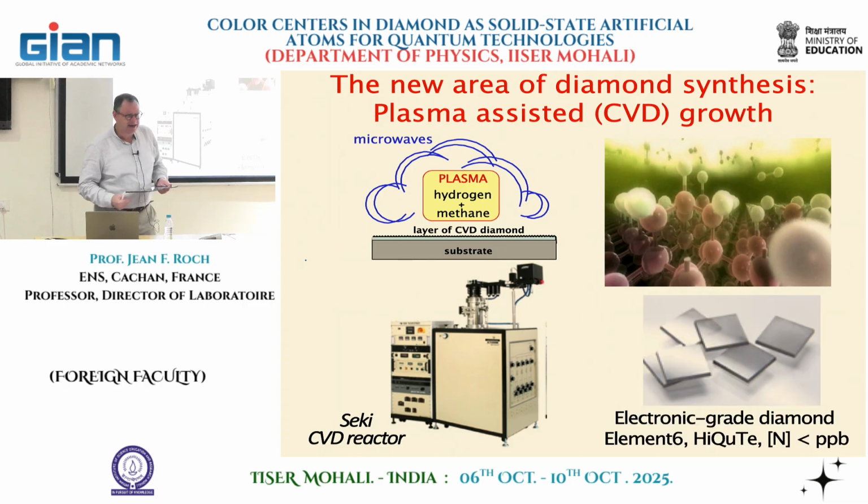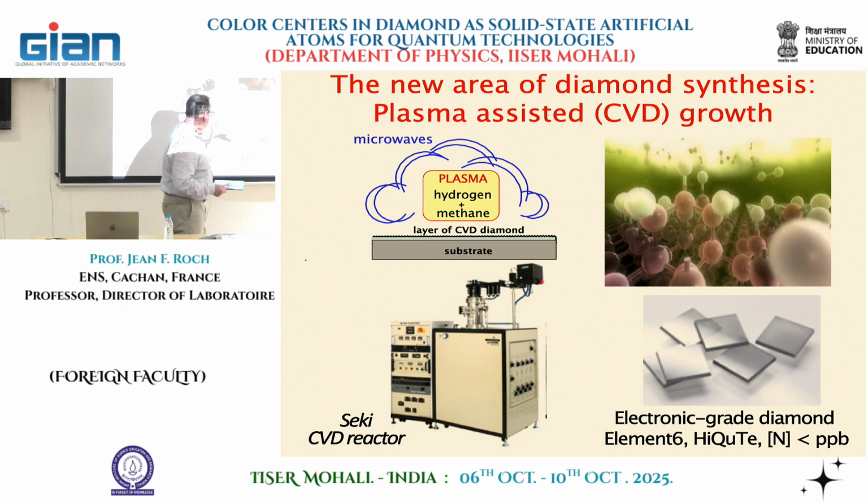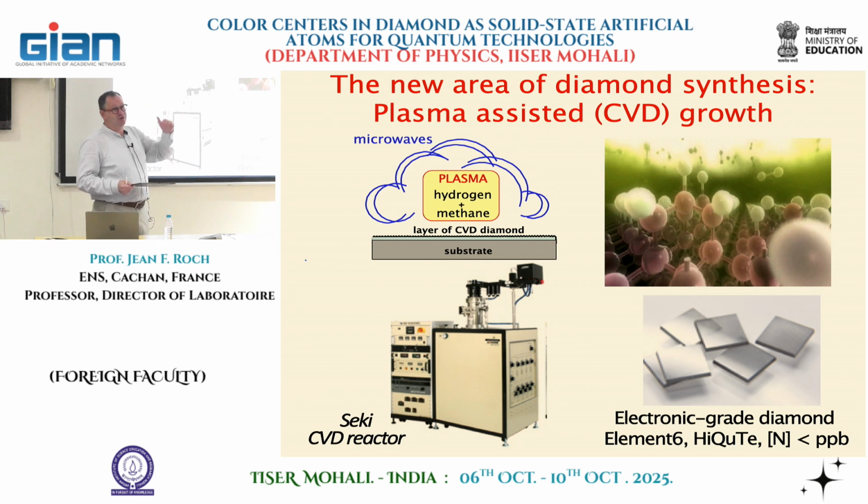Okay, and using that, you can grow those electronic grade diamonds. For instance, that was developed and installed by Element 6. Electronic grade means that the nitrogen content is below the part per billion. So much, much lower compared to anything that can be realized using HPHT or the other technique. And you can even do some doping. I will show you how.